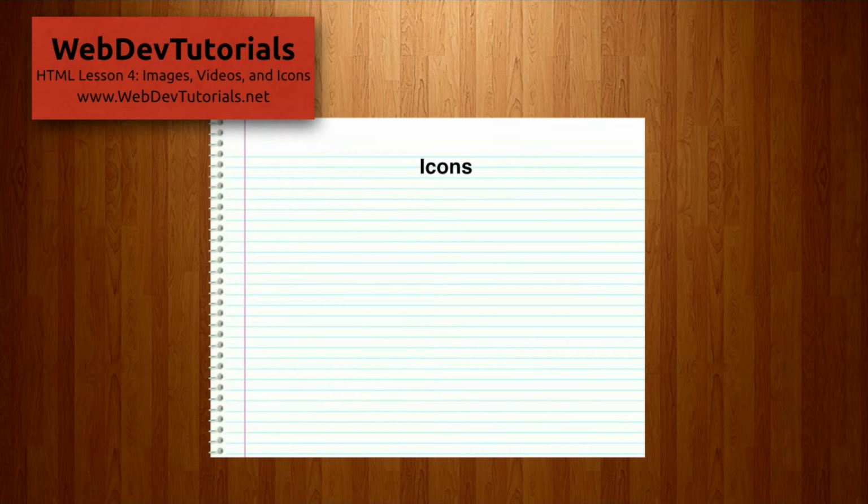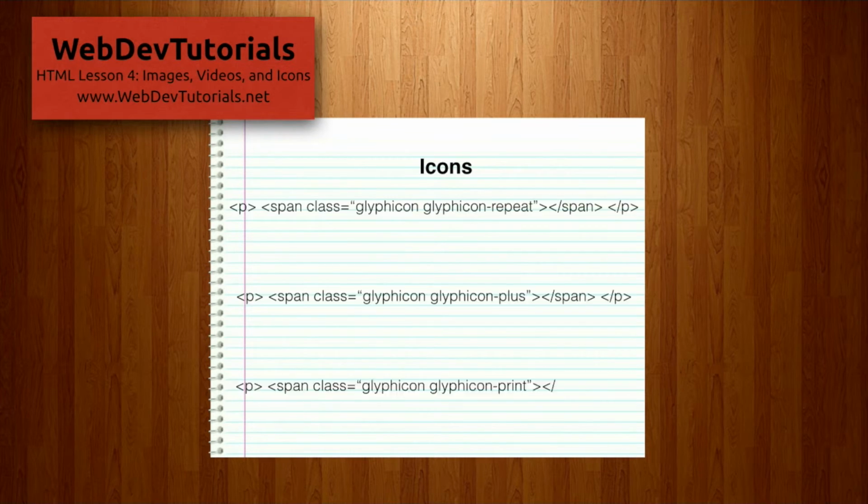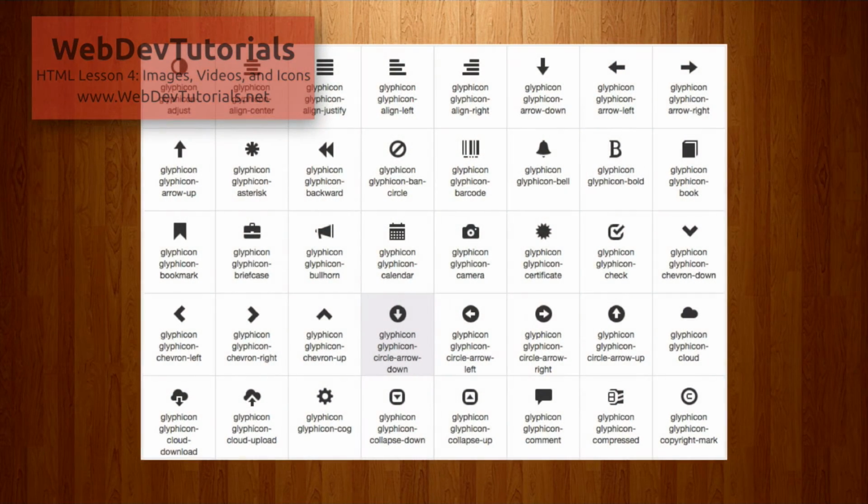Okay, let's look at icons. Bootstrap is configured with Glyphicon's halflings, a nice set of icons for use in web development. To use one, we use the span tag. Set the class to Glyphicons, then the name of the icon, such as Glyphicon Repeat or Glyphicon Plus. Make sure to close the span tag and make sure to use the span tag within a P or a heading tag. Here are a few examples of Glyphicons that you can use in your projects.